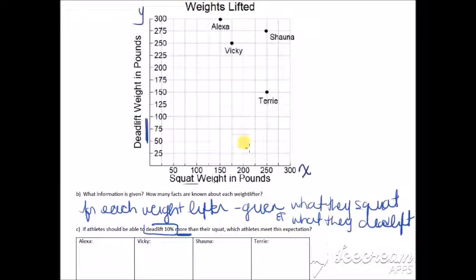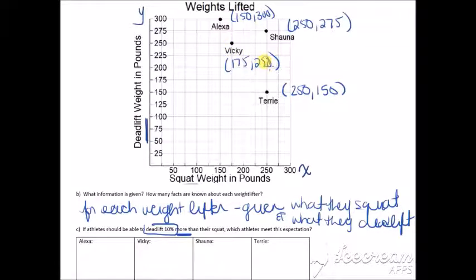So if we actually go up here, I'm going to write like ordered pairs. I'm going to write 250, 150. Okay, Shauna's at 250, 275. Alexa's at 150, 300. Okay, and then Vicky's at 175, 250.